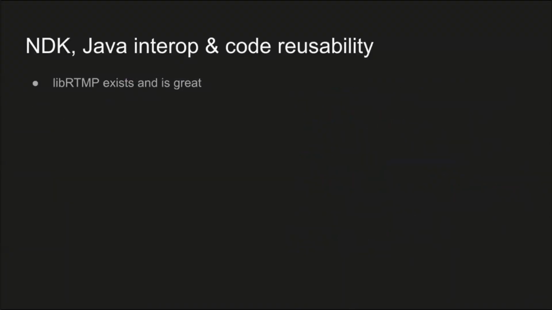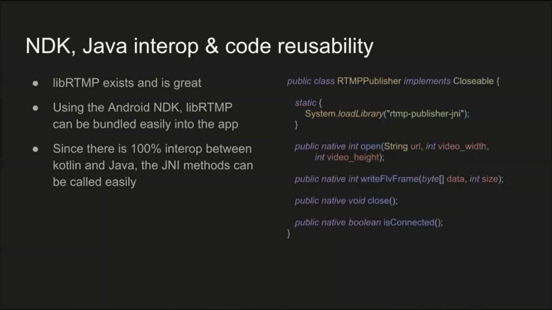All right, so all it does is we have these native methods in librtmp. We load this RTMP publisher class, and we only have four things. You can open an RTMP stream, you can write an FLV frame, you can close the TCP socket, and you can check if you're connected. And that's all we have to do.